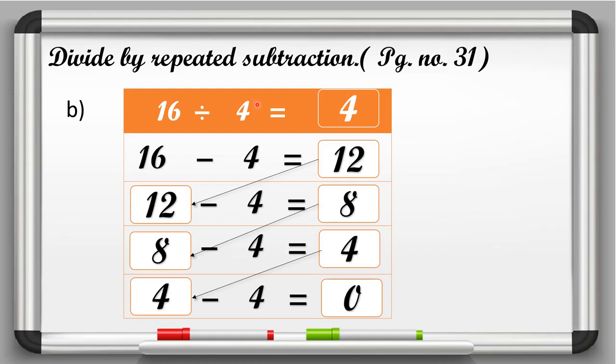So how many times we have subtracted 4? 1, 2, 3, 4. So 4 times. So we'll write 4 here in this column.